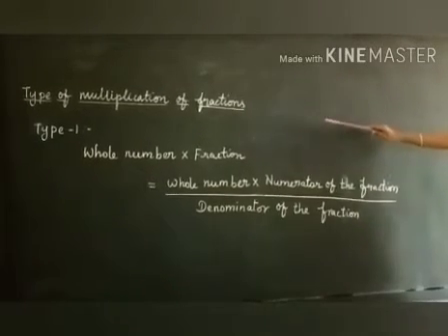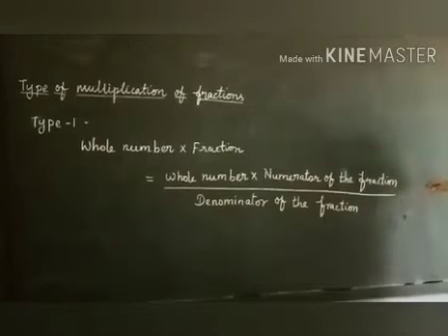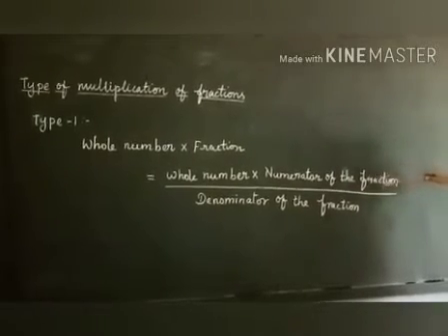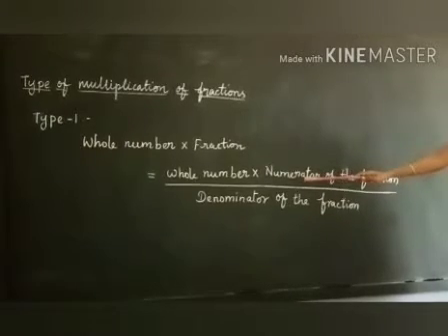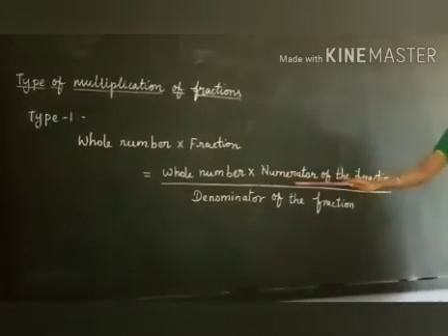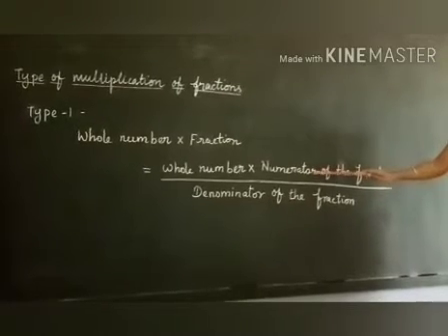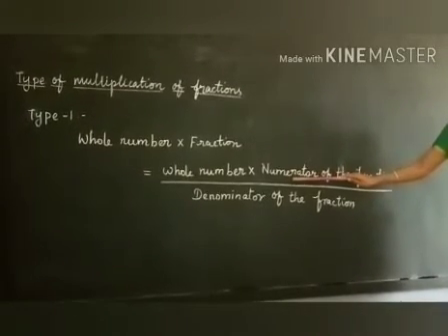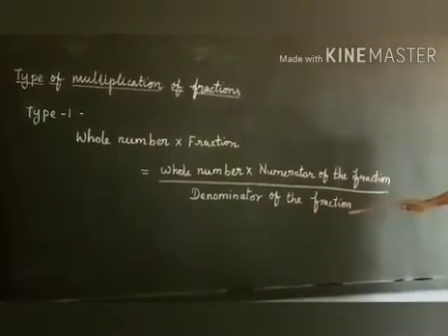Students, types of multiplication of fractions. The first type: a whole number into a fraction, which is equal to the whole number into the numerator of the fraction, divided by the denominator of the fraction.